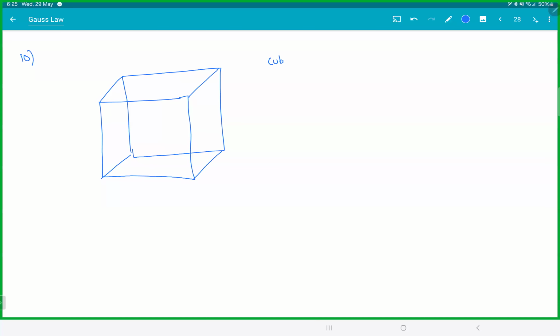We have a cube. 1, 2, 3, 4, 5, and 6. This time, it's not a point charge, but you have a line charge. This is plus lambda 1, infinite line charge. It is passing through one of the sides. And this is another line charge, which is plus lambda 2, another infinite line charge. Find the flux through each face.